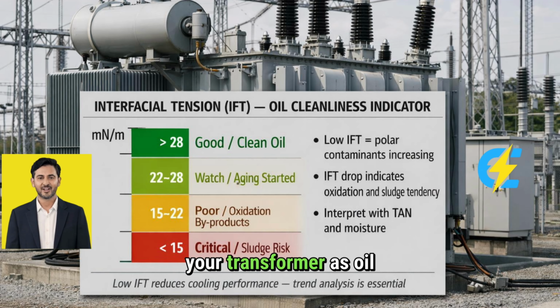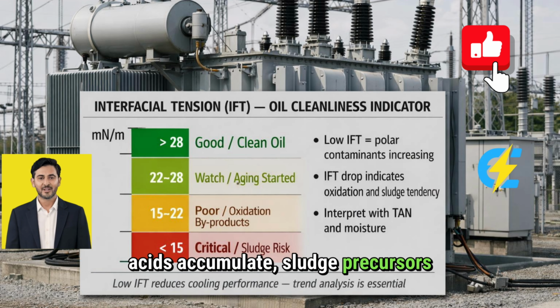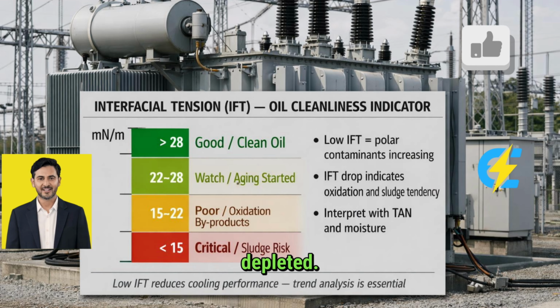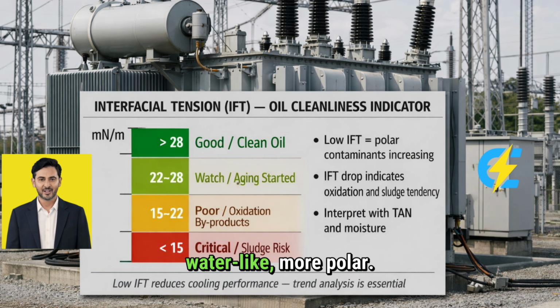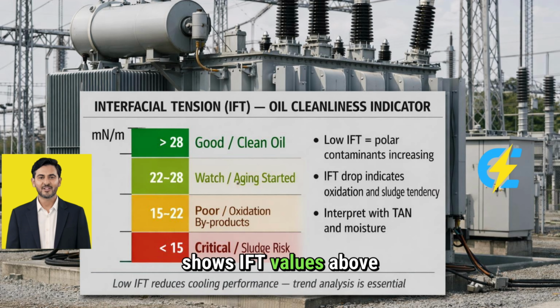Here's what happens inside your transformer as oil ages. Oxidation products start forming. Acids accumulate, sludge precursors develop, polar contaminants increase, and the antioxidants that once protected your oil get depleted. Each of these changes makes the oil more water-like, more polar. The interface between oil and water becomes weaker. The tension drops, and when IFT collapses, oil is already sick. According to ASTM D971 and the newer IEC 62961 standards, we can measure this degradation precisely. Fresh mineral oil typically shows IFT values above 40 millinewtons per meter. But as the oil serves in your transformer, these numbers tell a story of gradual decline.